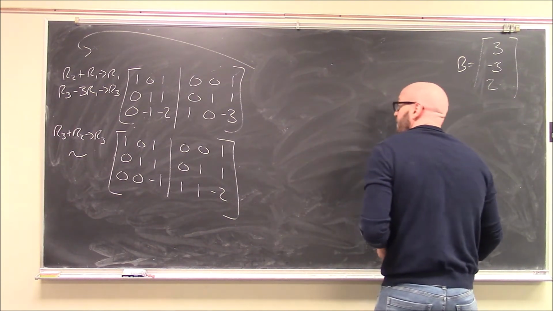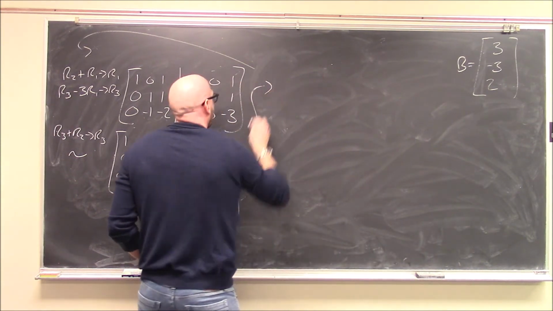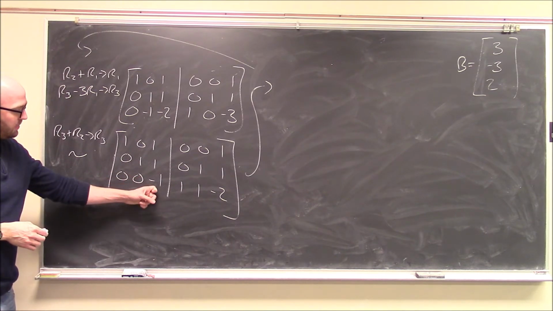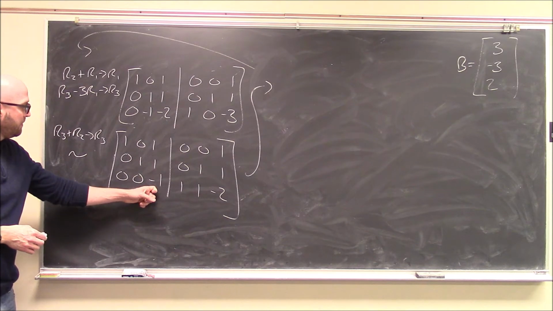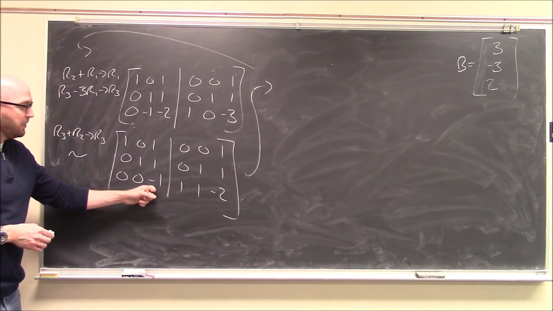I wanted to keep B on the board, so I won't erase that. What now? Now I want to put a non-zero entry here. Well, there's a non-zero entry. I want to rescale it to be a 1, and then I want to use that to zero out everything above it. So let's rescale this to a 1 very quickly.